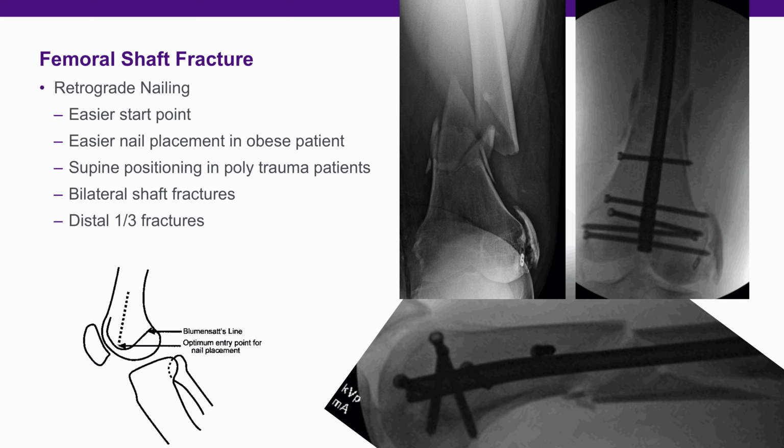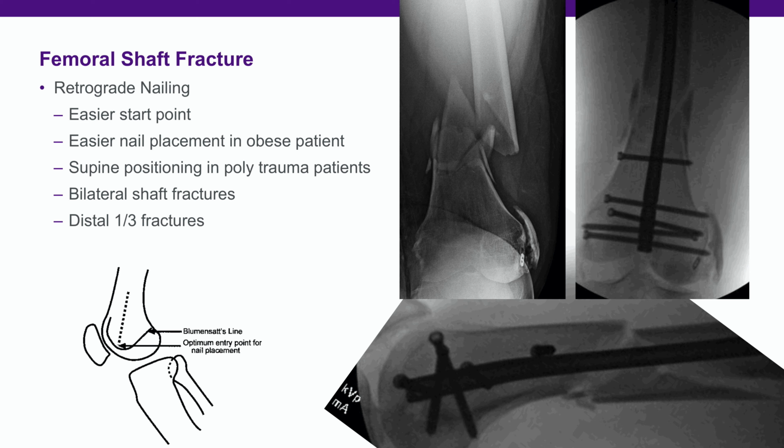One of the indications is bilateral shaft fractures, as it can be nailed without having to reprep and drape. While this is not an absolute indication, distal third fractures of the femoral shaft tend to be easier to manage through a retrograde nail. The start point for these nails is just anterior to Blumensaat's line on the lateral and, on an AP, down the canal in line with the anatomic axis of the femur.